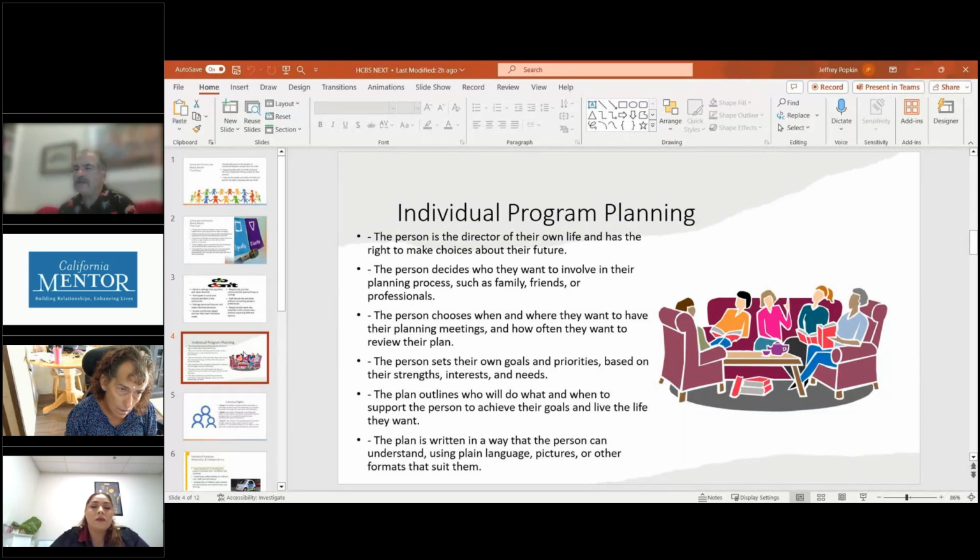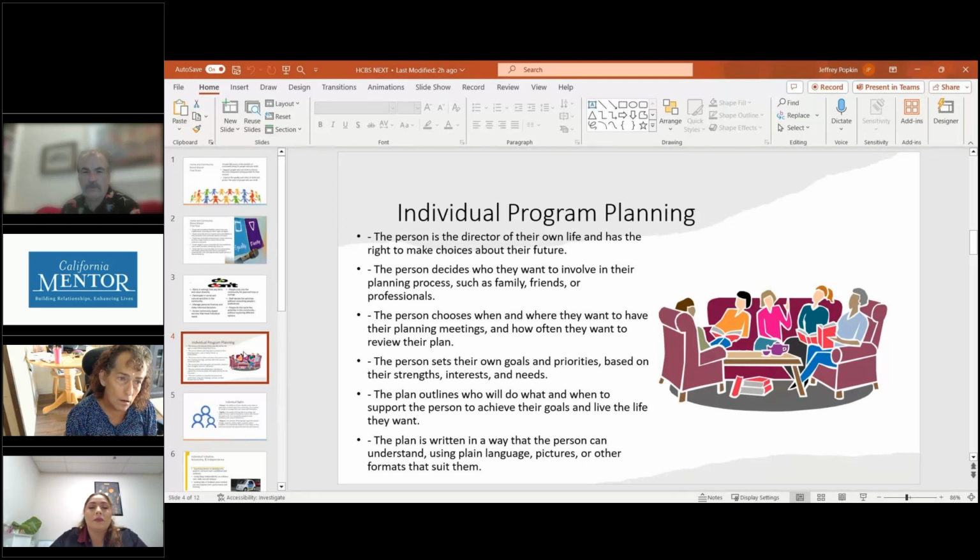But that doesn't mean that the client can't ask for it more often. So if there's a need to make changes to a client's plan, the client can ask for an addendum to their plan, a change in their plan, or they can ask to have their meeting reconvened, and the regional center has to reconvene the meeting within 30 days.